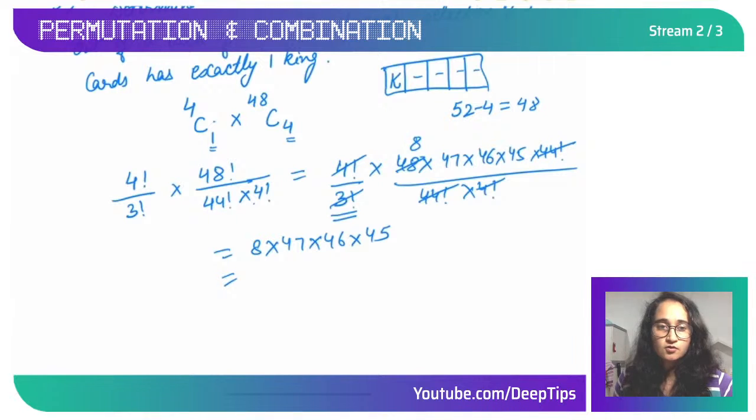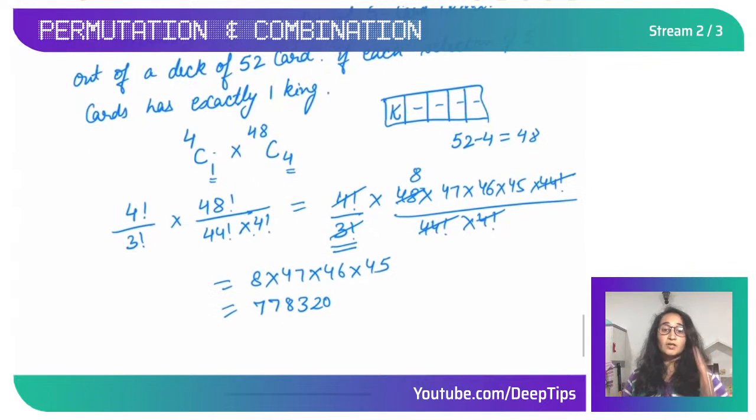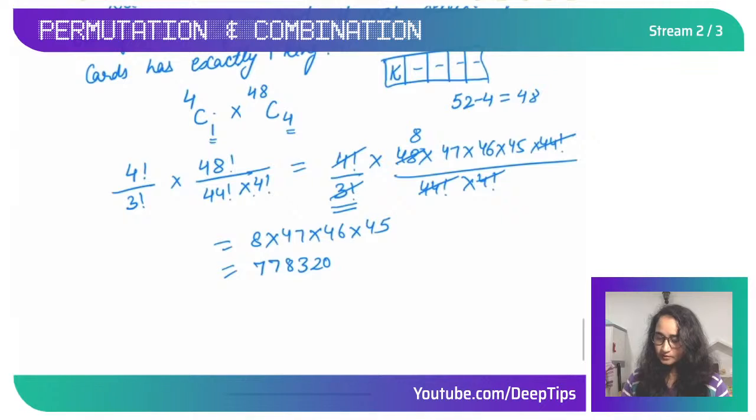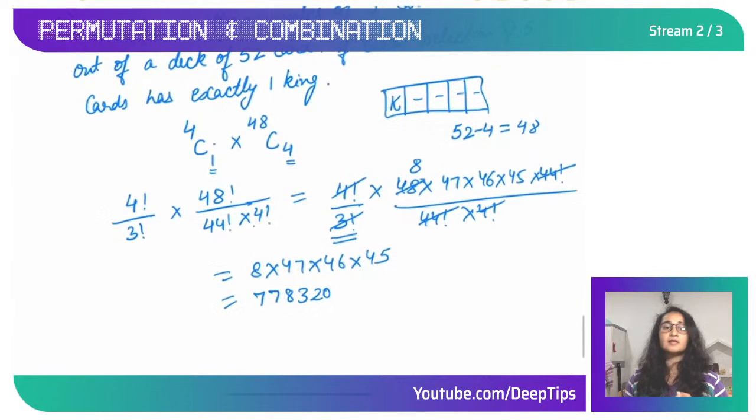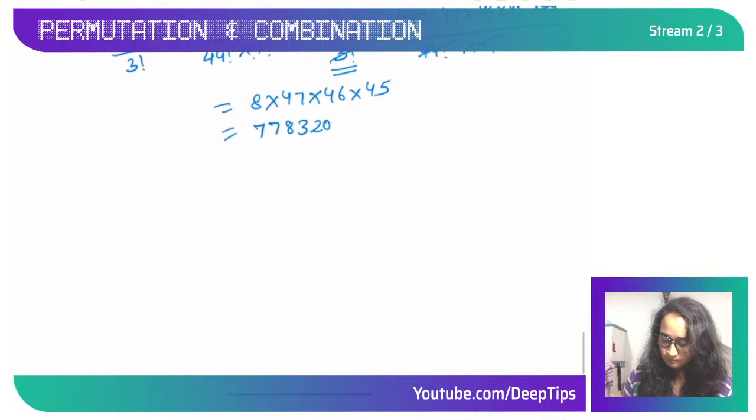If I do it on my calculator, I get 778320. So these are the combinations, a huge set of combinations that is possible when you select 5 cards with 1 king and 4 any other cards. Okay, so now I have one more question.